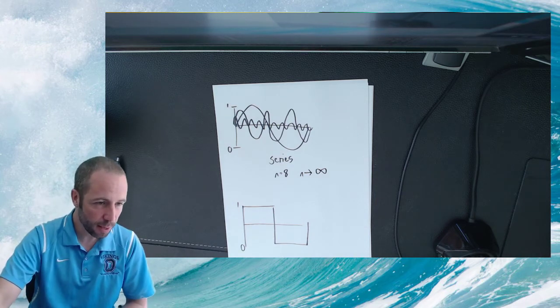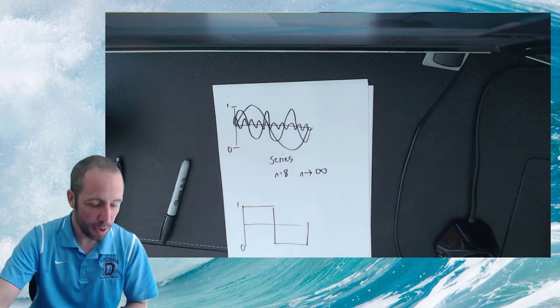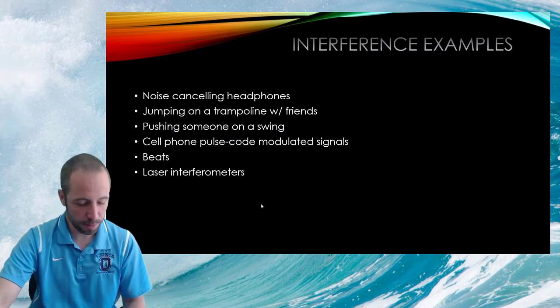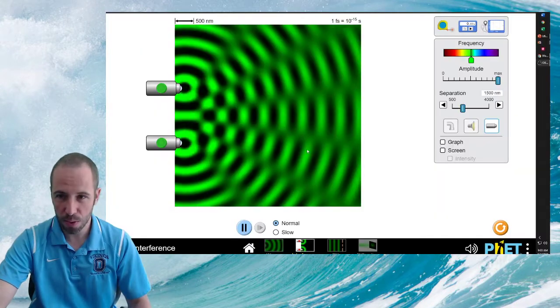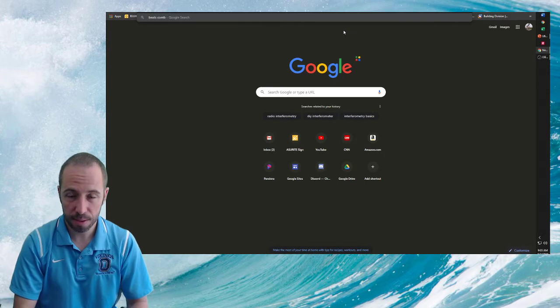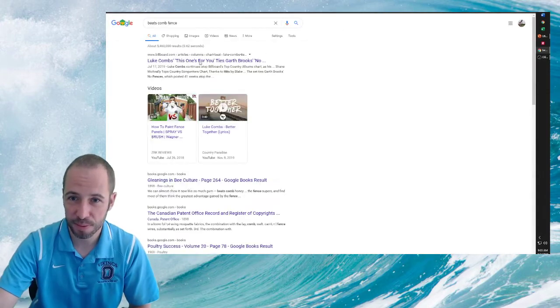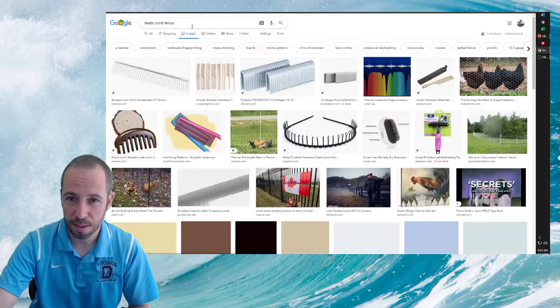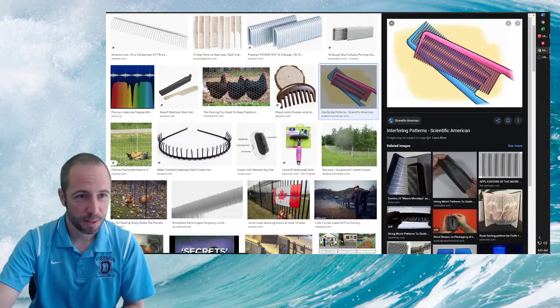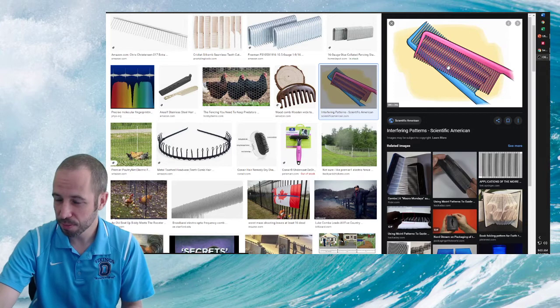All right, next up, we're going to look at some beats. What kind of beats? Rocking beats? No, definitely not rocking beats. So let me search real quick. Beats, components. There we go. This is the thing we want.